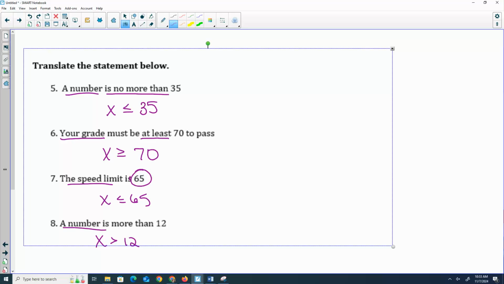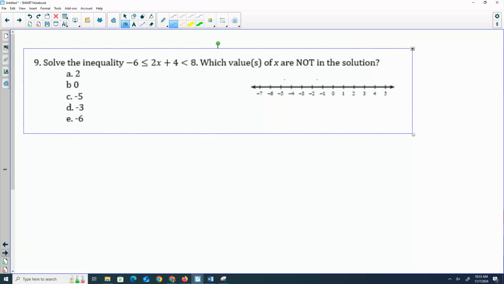Alright, last question. This is like something you would see off the EOC. A lot of times they have you solve something and then they check to see, do you even know what your answer means? So for this one, we would have to solve that inequality, which you guys all know how to do. We subtract our 4. We have -10 less than or equal to 2x less than 4. Divide everything by 2. So -5 less than or equal to x is less than 2.